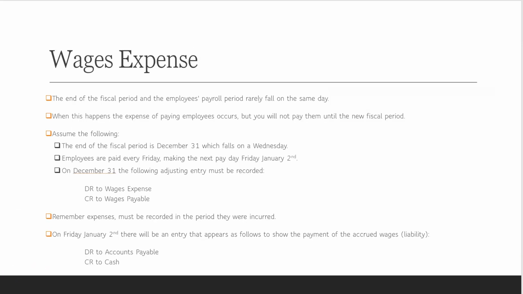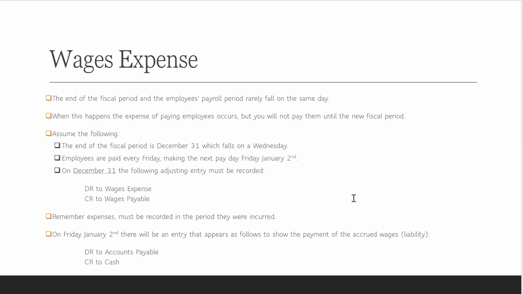And the last type of adjusting entry we're going to look at is one that deals with wages. So, typically employees are paid weekly or biweekly, and very rarely does that line up with the fiscal period. So the end of the month, let's say. Okay. So what happens is you incur the expense of having to pay the employee, but you don't actually pay them until the next fiscal period.